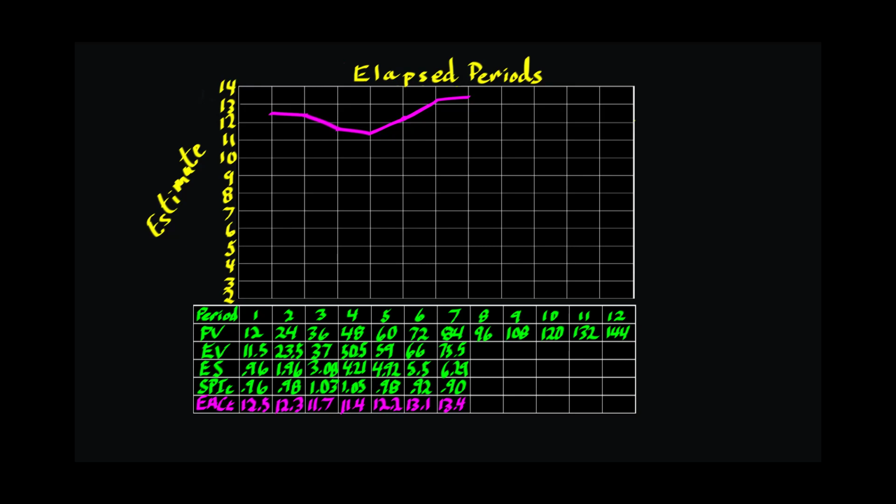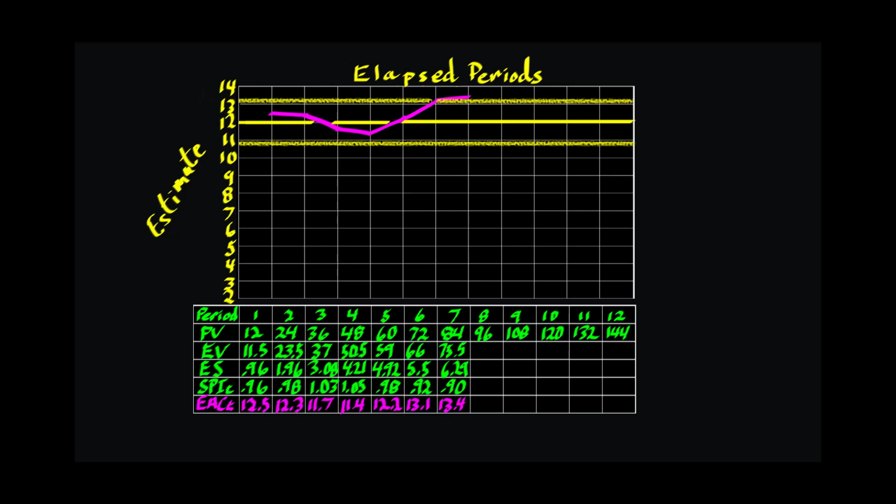How do we interpret the graph? Set a benchmark for comparison. Use the plan duration. It's a straight line at 12 periods. Then, set threshold values. For the estimate, common thresholds are 10% above and below the plan duration. You can see from the graph that the current estimate breaches the upper threshold.